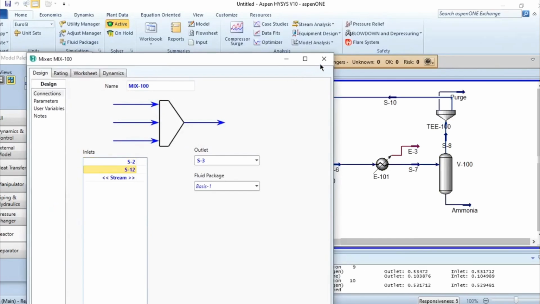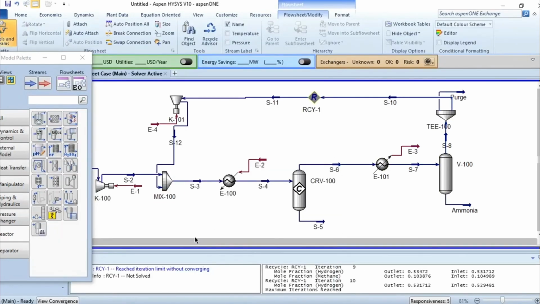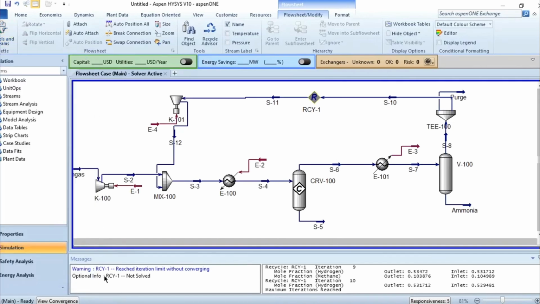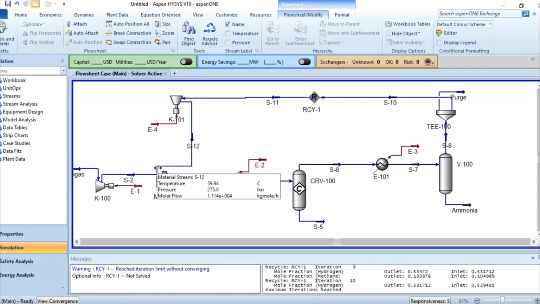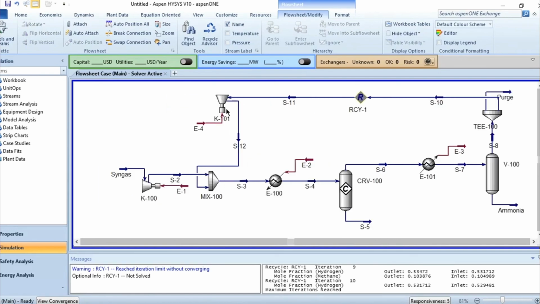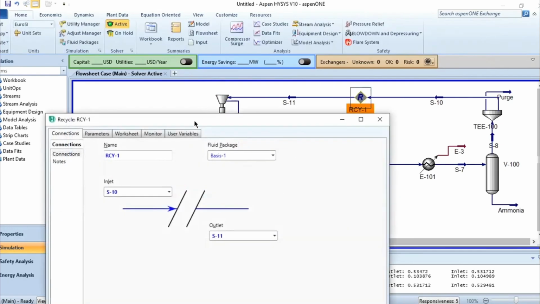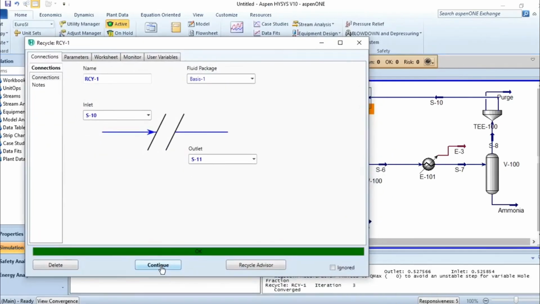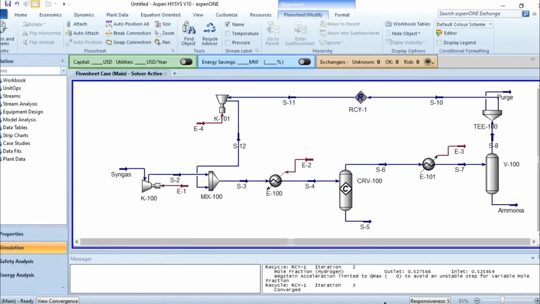And this is connected. And as you can see, if you go to this message, it says warning: recycle 1 reached iteration limit without converging. This is currently yellow. It means that the recycle is not converged yet. It is providing you a solution, but the solution is incomplete, and once it is incomplete, it is not correct. Click on this recycle and continue. Once you continue, it means that you have increased the iterations. So now it is converged. There is no message appearing over here.